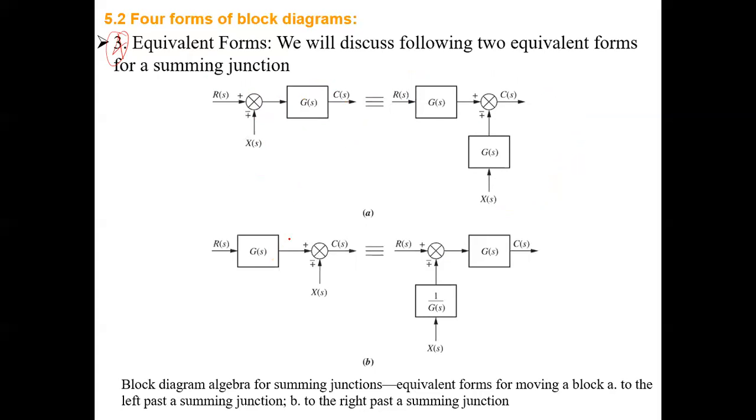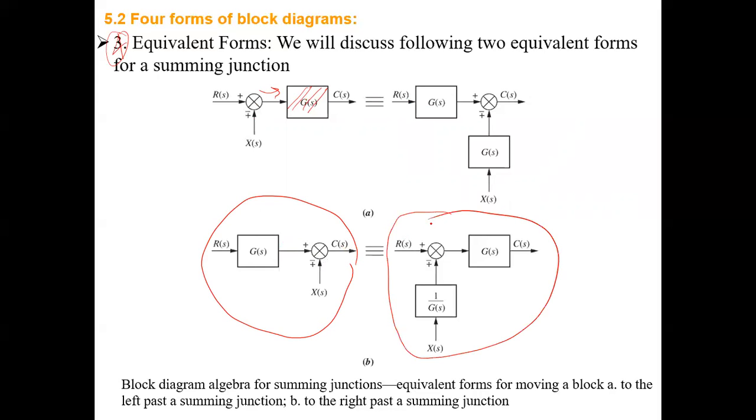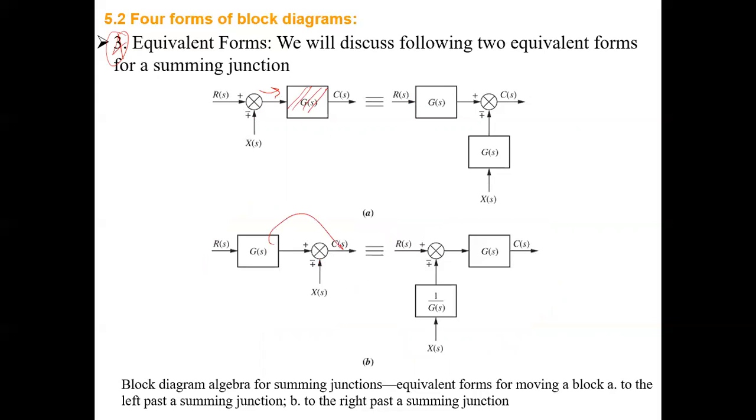So similarly, if you want to move the block to the right of the summing junction, suppose you started with this, right? In this case, your GS is on the right. In this case, your GS is to the left of the summing junction. If you start with this, how do you represent this guy in a different form? If you want to move this to the right, then what you do is, see, I just moved it to the right. This guy is now to the right. So when you move to the right, not only you do this right here, you also have to put this here. But it comes as 1 over GS in this case.